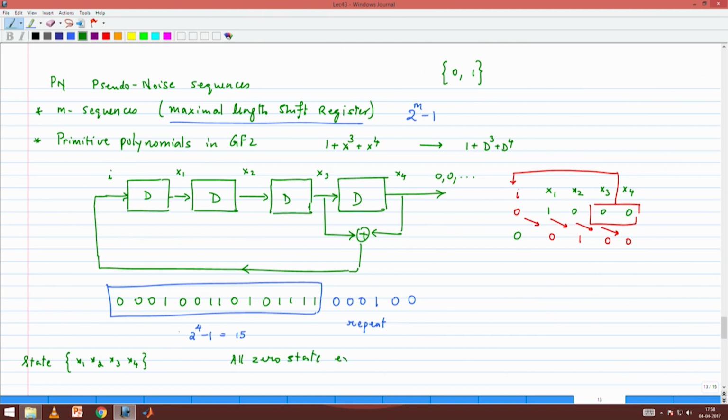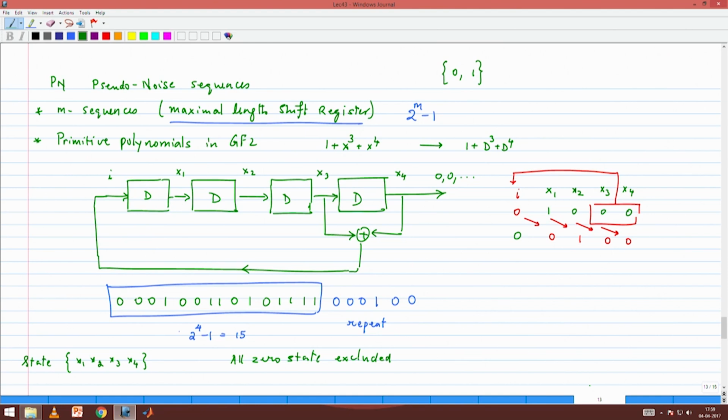Except for that, all the other states represented by 4 bits, so that will be 2 to the power of 4 minus the all zero state, are present in this shift register sequence. So please do check that you do cycle through all of those. There are some interesting properties that will emerge that are used by CDMA systems, and I would like to just quickly run through those properties.